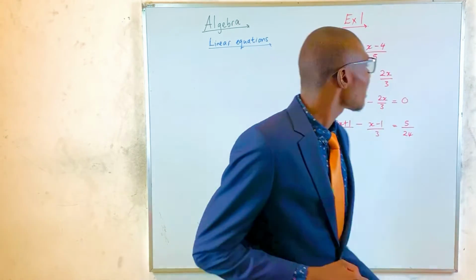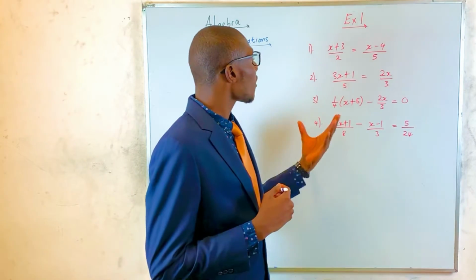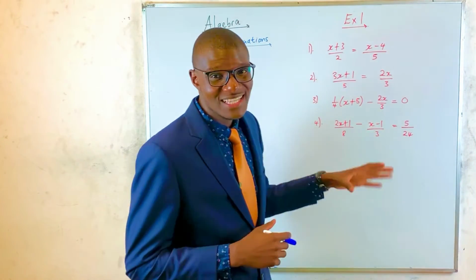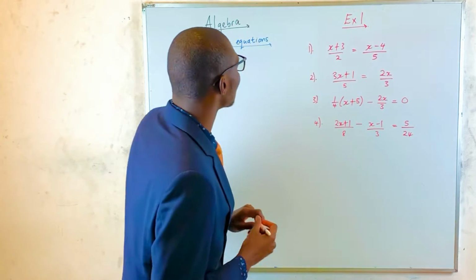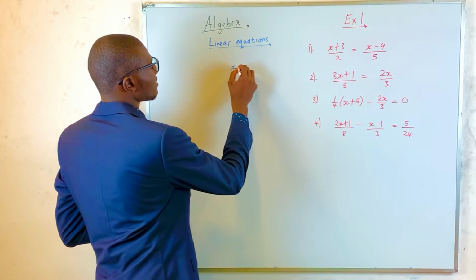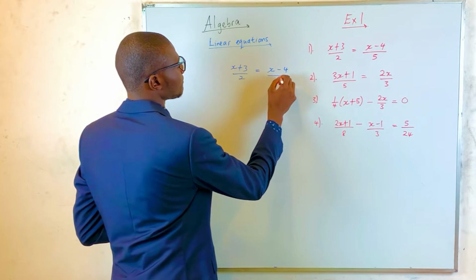Okay, so I shall attempt these questions for you and show you how we solve linear equations that are in the form of fractions. Right, so if we first look at number 1, we're told that (x + 3)/2 is equal to (x - 4)/5.